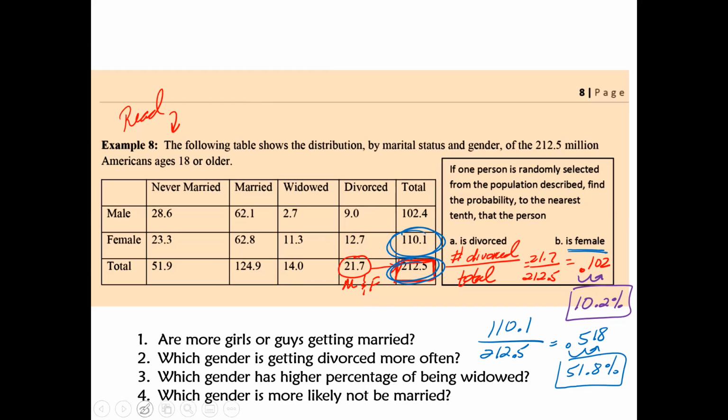Now I want you guys to answer the following questions, okay? Just observing the chart, are more girls or guys getting married? Go ahead and write that down. Which gender is getting divorced more often? Which gender has a higher percentage of being widowed? And which gender is more likely not to be married? Go ahead and pause the video if you need to answer these questions.